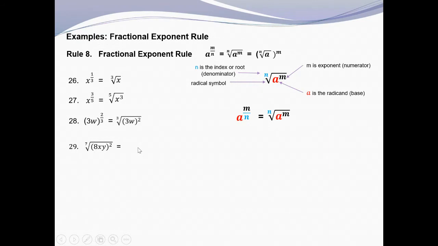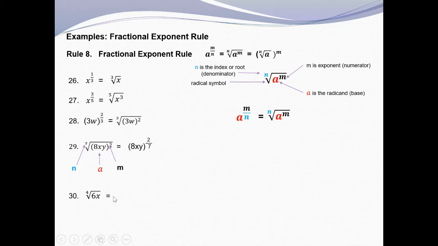How about this one here? Now they want you to go the other way. They're going to give you the radical expression, so you have to put it as an exponential. That's my a, which is the radicand, my n is my index, and my m is the exponent. So it's going to be 8xy, this is my base, to the power of 2 over the index. That's my numerator, which is the m, over the n, which is the index. So this is how you convert from radical to exponential.